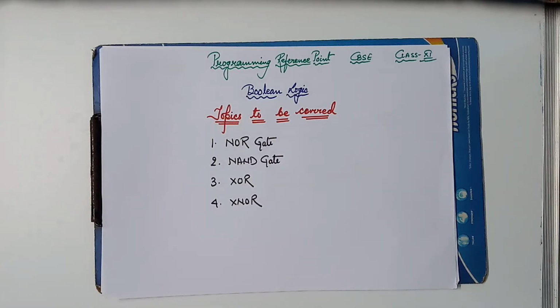Today we are going to continue the Boolean Logic chapter. In today's topic we are going to talk about NOR gate, NAND gate, XOR gate and XNOR gate.